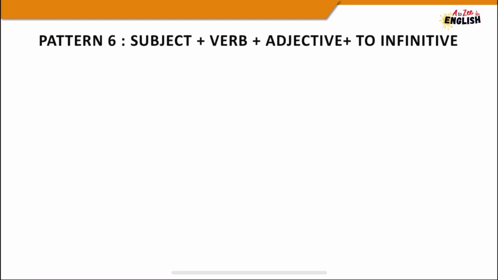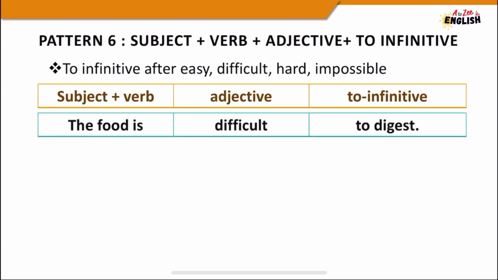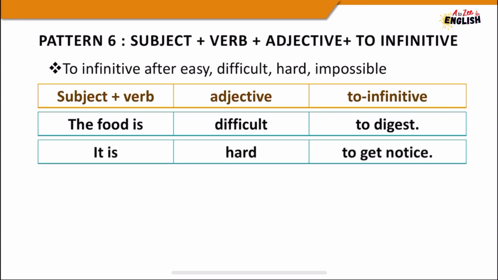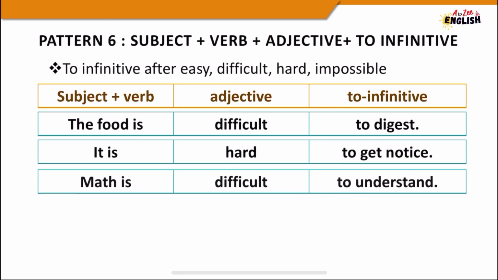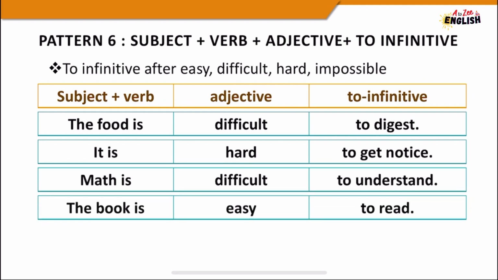The next pattern is subject plus verb plus adjective plus to infinitive. Here the infinitive comes after easy, difficult, hard, impossible and many more. The food is difficult to digest. It is hard to get notice. Math is difficult to understand. The book is easy to read. All these are examples of this pattern.